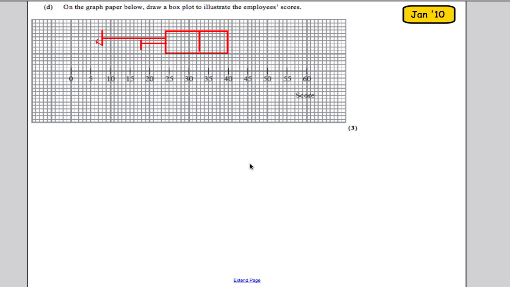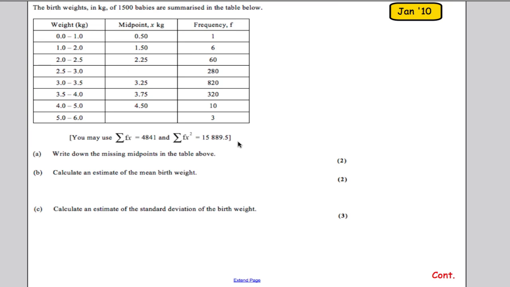And my box and whisker plot is completed. Okay, next question. The birth weights in kilograms of 1,500 babies are summarized below. And part A, we're asked to write down the missing midpoints in the table.